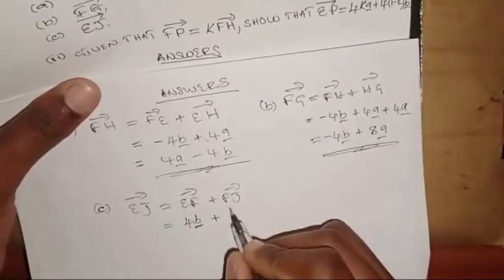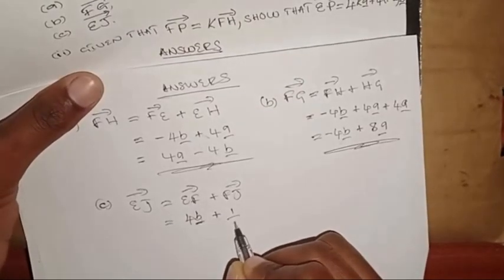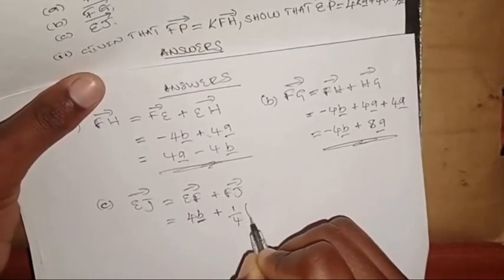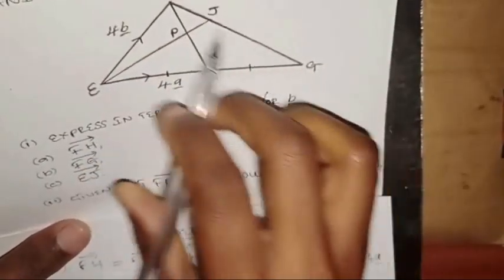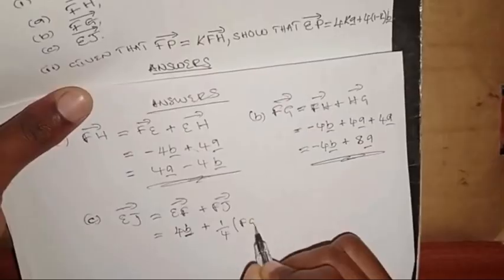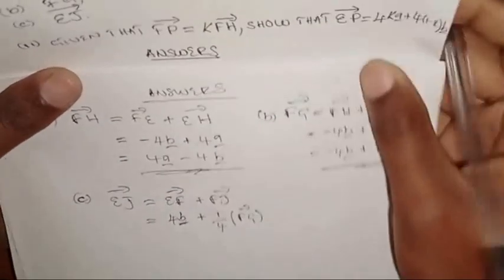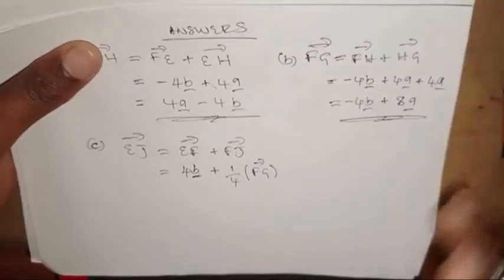So that's what we are going to write here. We're going to say FJ is what? 1 over 4 of what? This entire length, which is FG, as you can see. So that's how we interpret that in a mathematical way.